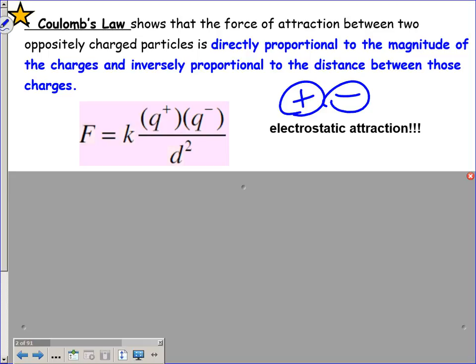Give me particles. Give me subatomic particles. Two protons are totally going to repel each other, right? But don't they all live in the nucleus together? So what's inside the nucleus? Protons and neutrons. Okay, why are the neutrons there?